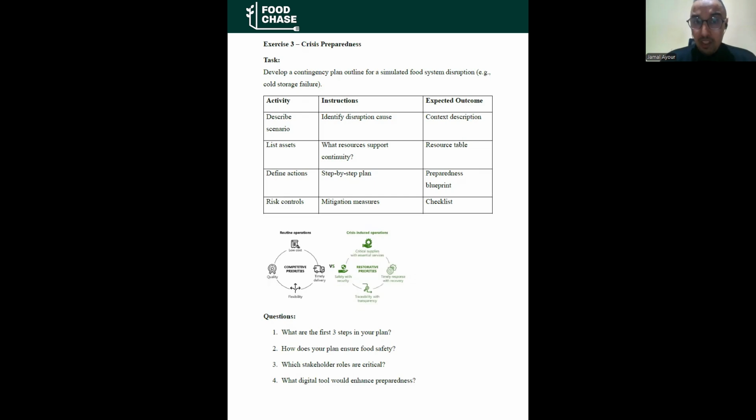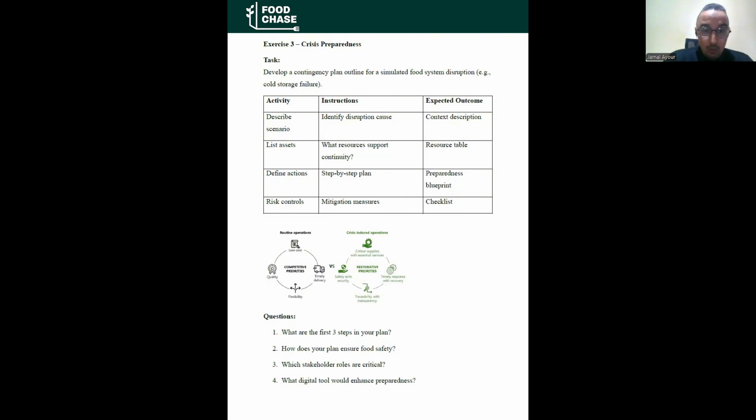For exercise number 3 about crisis preparedness, the objective is to develop a contingency plan outlining responses for a simulated food system disruption, for example, cold storage failure, with a description of the different activities to be done, such as describe a scenario, identify disruption causes, context description, list assets, define actions, and risk controls within a picture regarding competitive, predictive, and a result of your priorities.